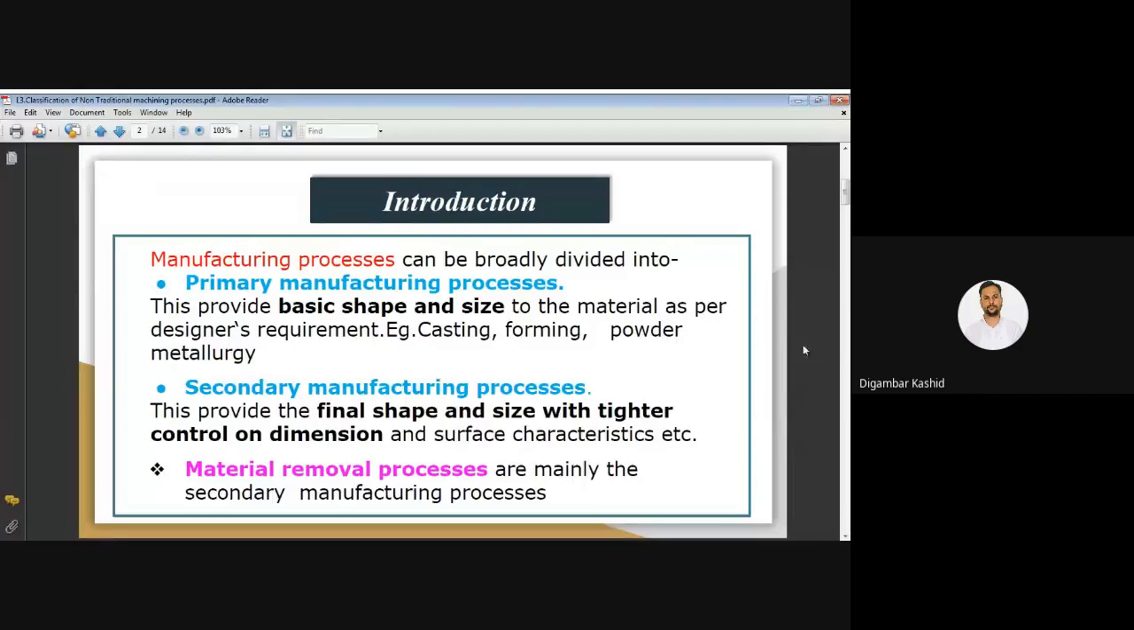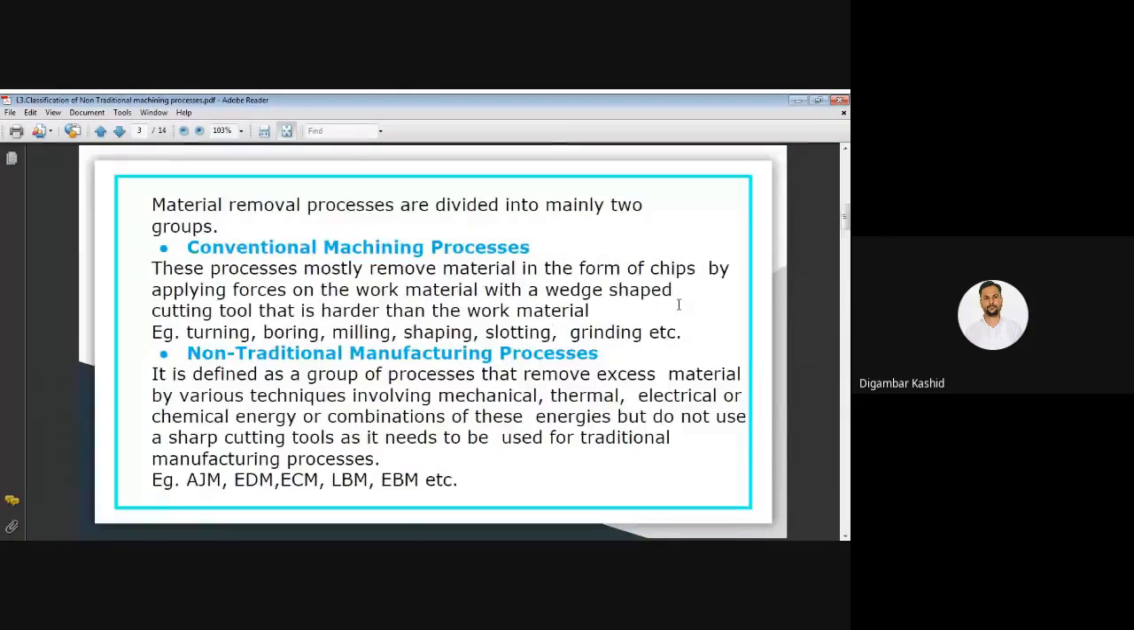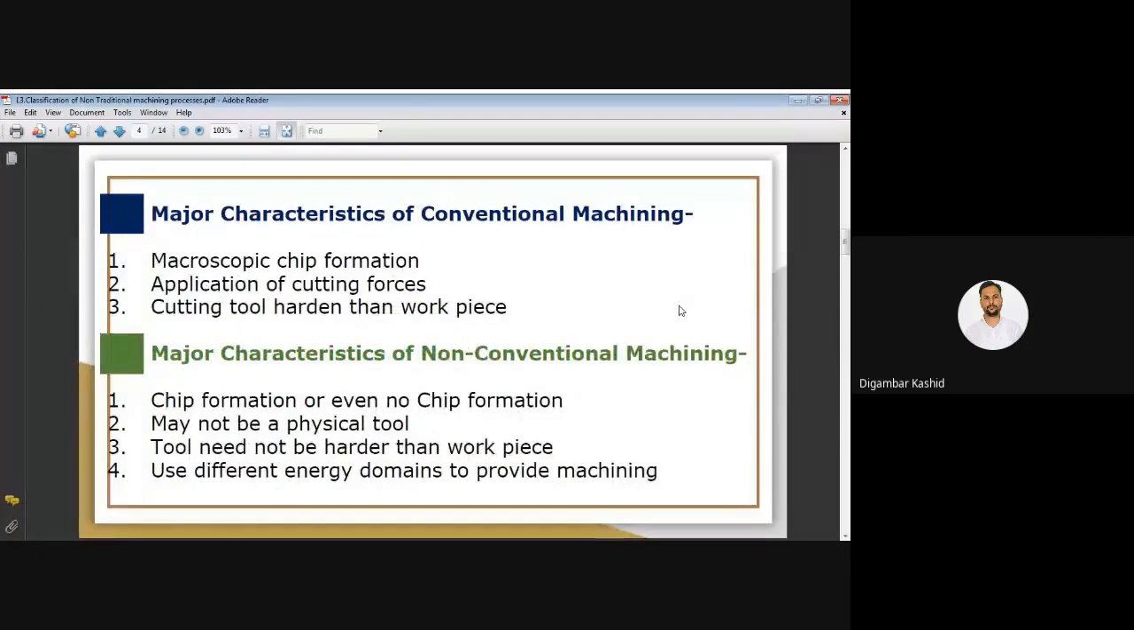So, in continuation of our last lecture, today we'll start with the major characteristics of conventional machining as well as non-conventional machining. Because last lecture we discussed why we do need non-conventional machining processes.